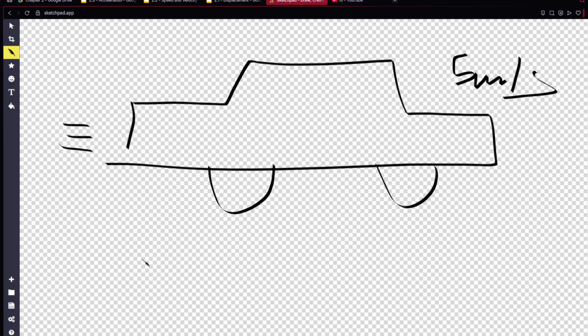So what that means is that it's traveling 5 meters per second. It's pretty self-explanatory. But let's say it speeds up to 20 meters per second. Now it's traveling 15 meters more per second than it was before. And let's say it went to that speed over an interval of 5 seconds. So it went from 5 meters per second to 20 meters per second in 5 seconds.